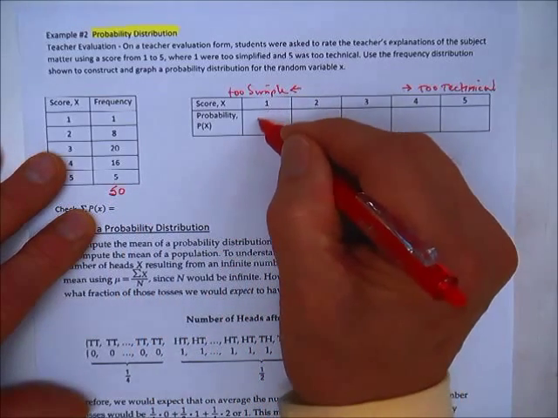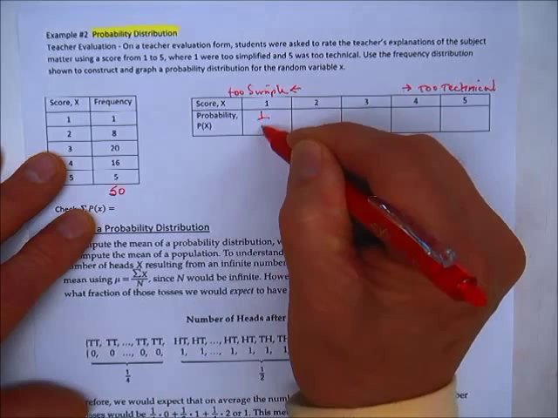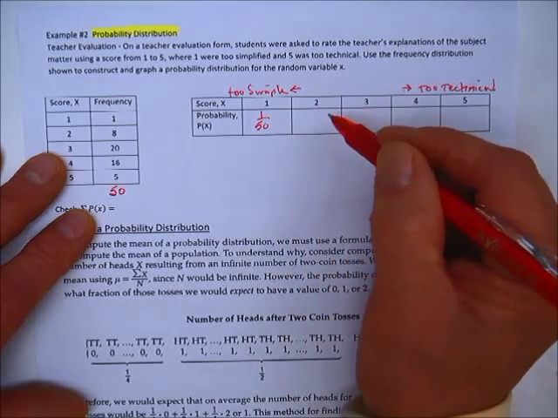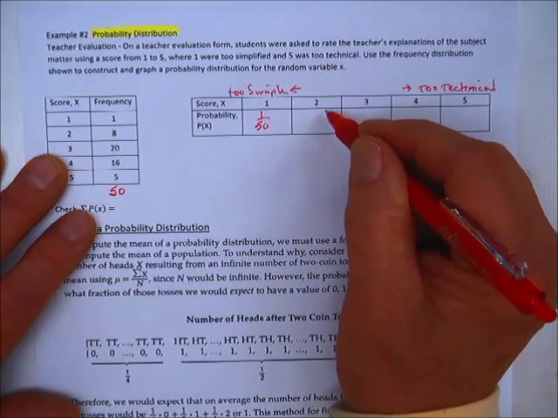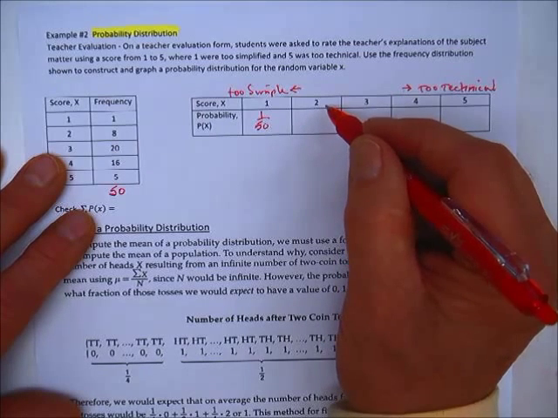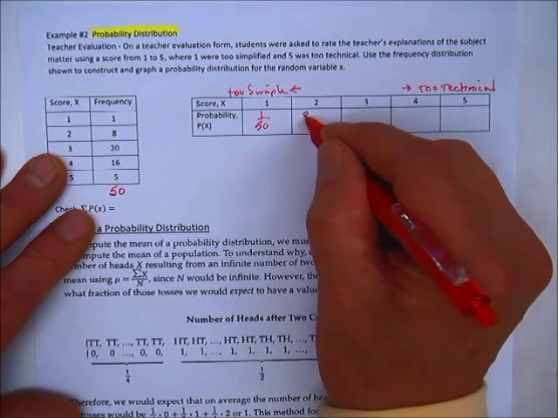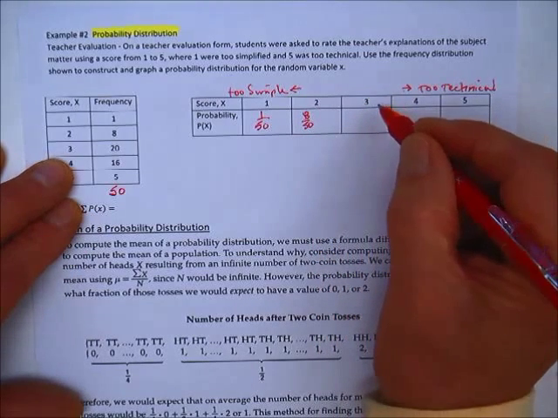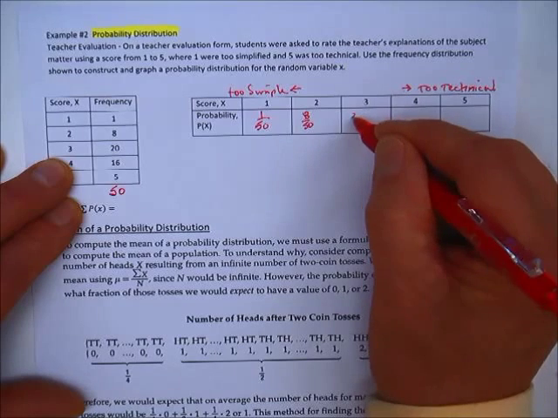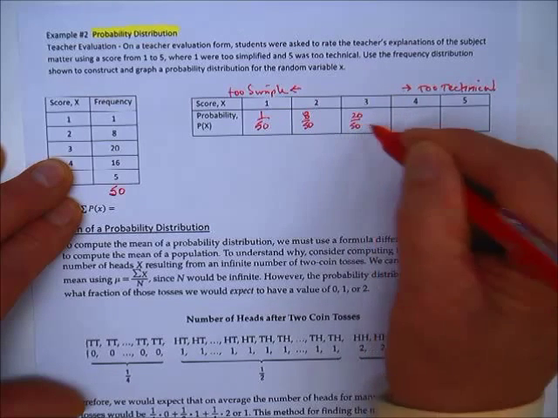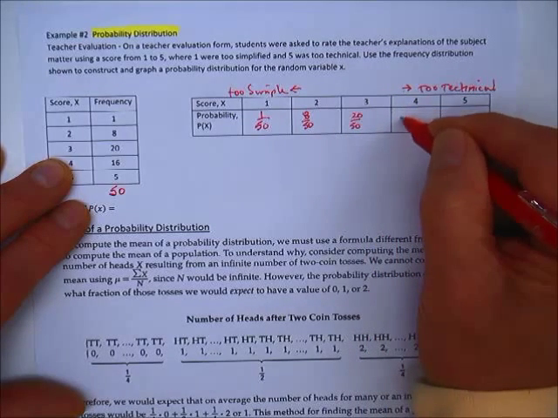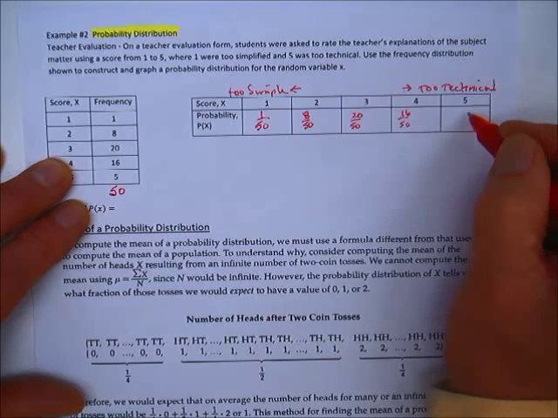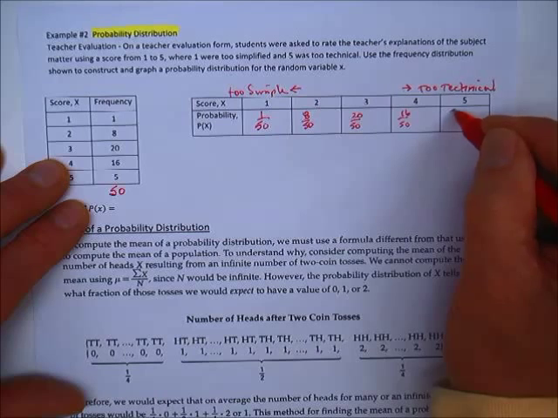Out of that, 1 out of 50 scored it as just way too simple. And then the number of people that scored 2, there were 8 of them, so that was 8 out of 50. And then the number of people that scored 3 was 20 out of 50. The number that scored 4 were 16 out of 50. And the ones that thought it was just way too technical, that was 5 out of 50.